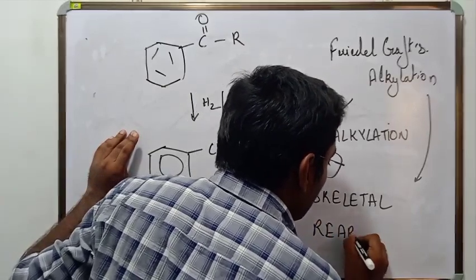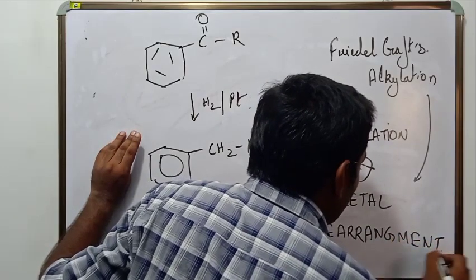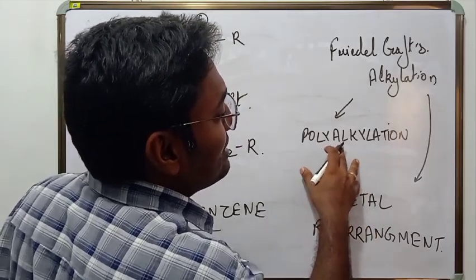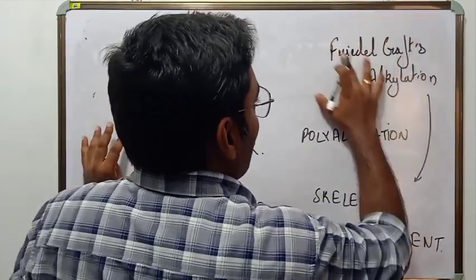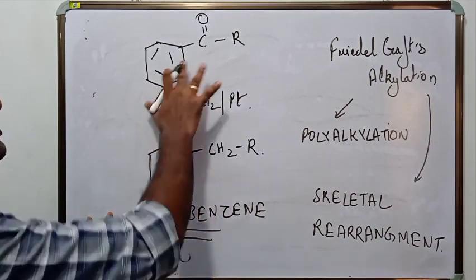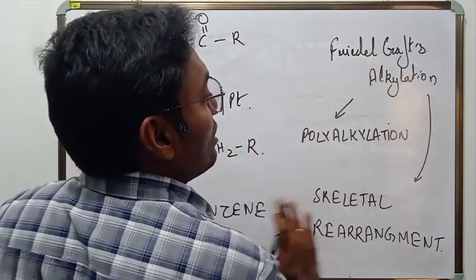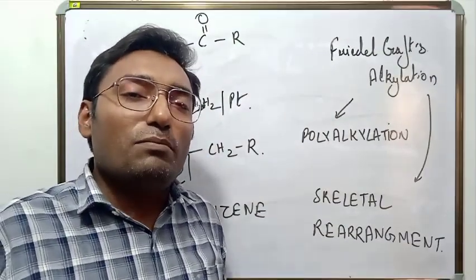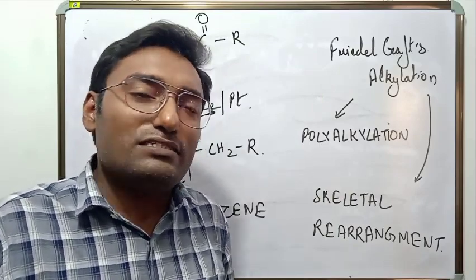Take the case of skeletal rearrangement. We don't get the expected product because there is intramolecular rearrangement of the carbocation. And in polyalkylation, we don't get the expected product in desired yield. So therefore, better than Friedel Crafts alkylation is Friedel Crafts acylation in preparation of alkyl benzene. We give preference to this method only to make alkyl benzene, not to the alkylation method, because Friedel Crafts alkylation has a lot of drawbacks. Dear students, if you want to know more about Friedel Crafts alkylation, please refer my video Friedel Crafts alkylation, its reaction mechanism and drawbacks.